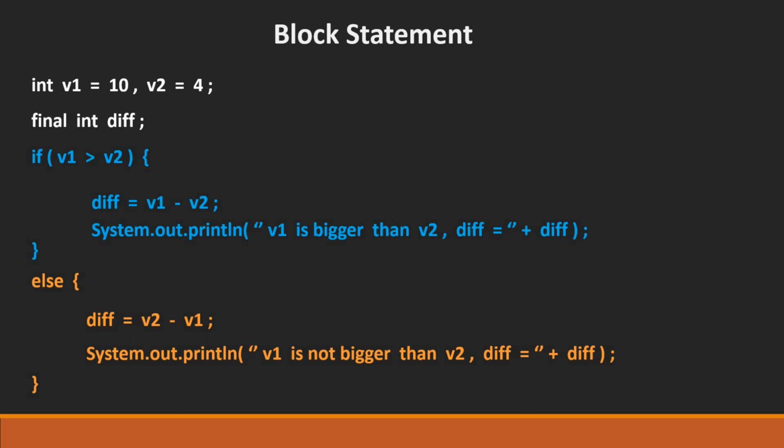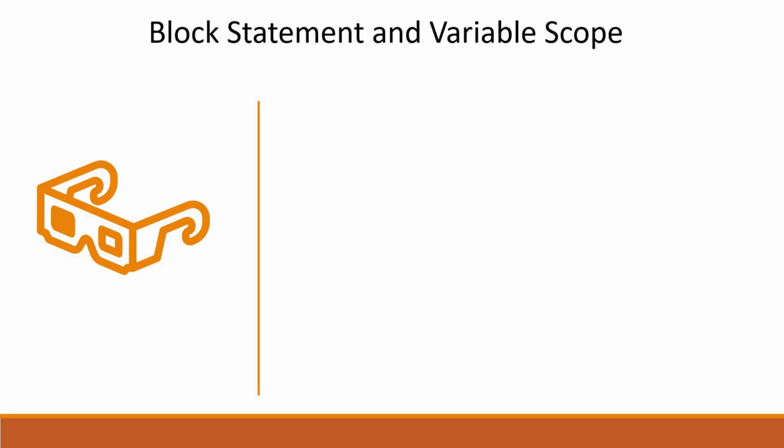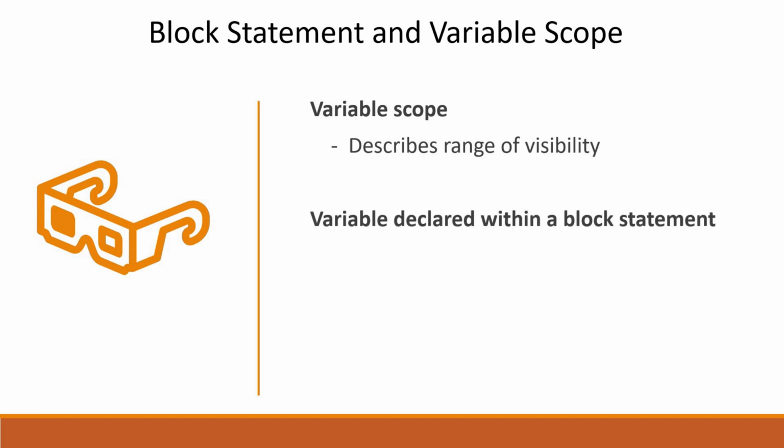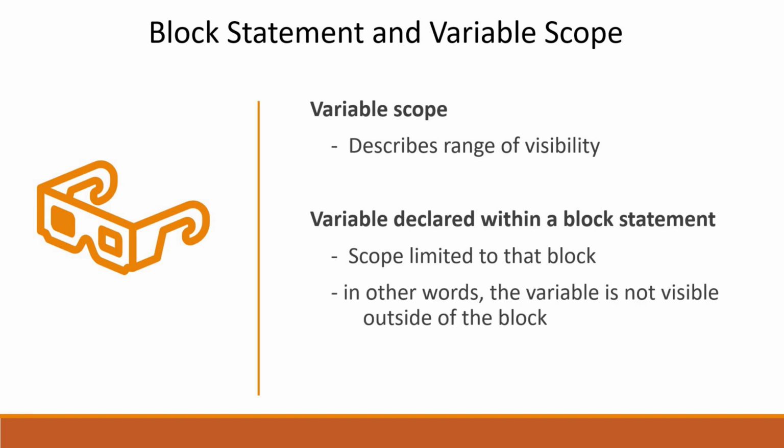When we use a block statement, it impacts something known as variable scope. And when we talk about variable scope, what we're talking about is where is a particular variable visible from? What's that variable's range of visibility? And in the case of a block statement, when you declare a variable within the block statement, the scope of that variable is limited to that block. In other words, the variable cannot be seen from outside the block. If you try to use it from outside the block, you'll actually get a compile error.